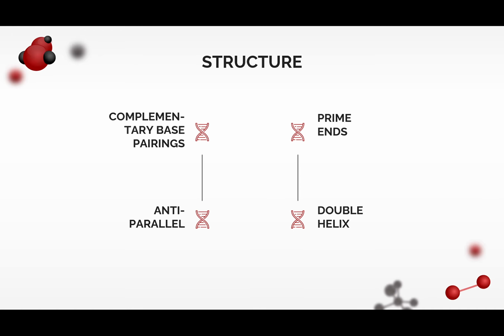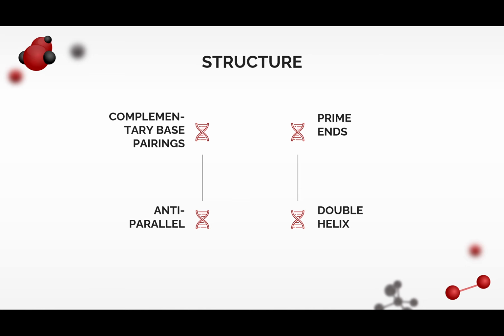So yes, moving on to the actual structure. One of the most important parts is that it has complementary base pairings, so the nitrogenous bases are specific to each other, and they have hydrogen bonding between the nitrogenous bases. So adenine and thymine form 2 hydrogen bonds, and guanine and cytosine form 3 hydrogen bonds. And that's always the case. And of course, in the RNA, you would have adenine and uracil.